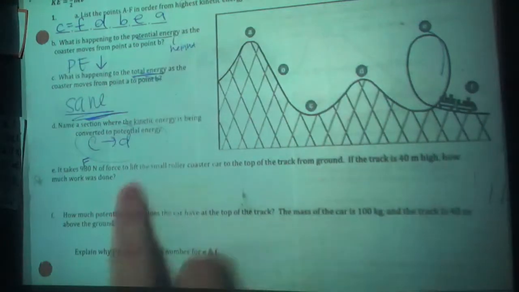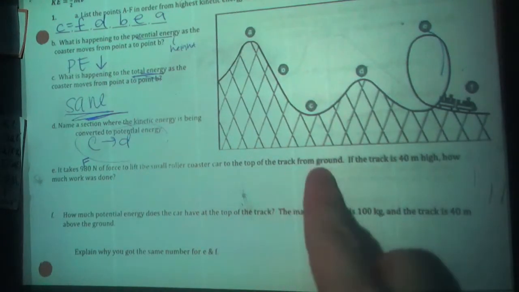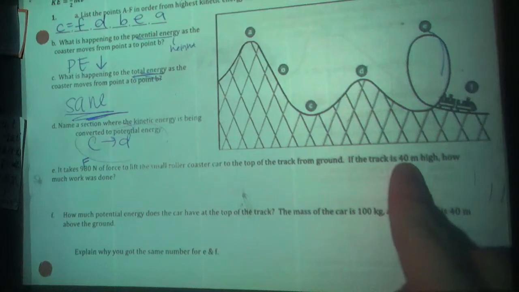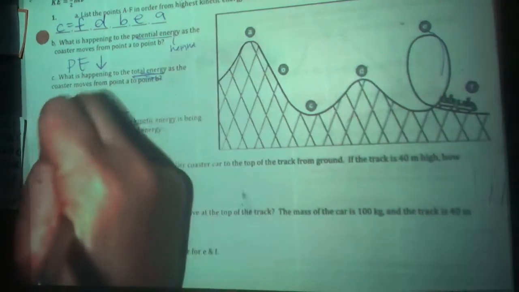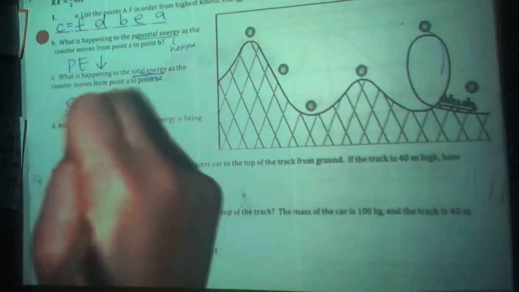It takes 98 newtons of force to lift the roller coaster from the ground to the top of the track. If the track is 40 meters high, how much work was done? So this is a height, but I'm looking for work, and I've been given a force. So I'm going to use work equals force times distance. So I'm going to call this a distance.